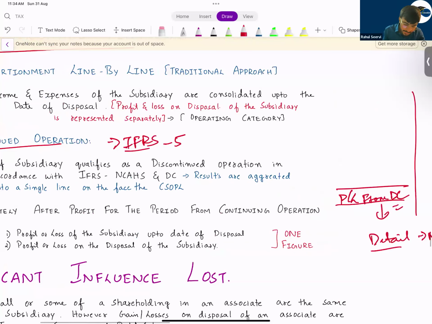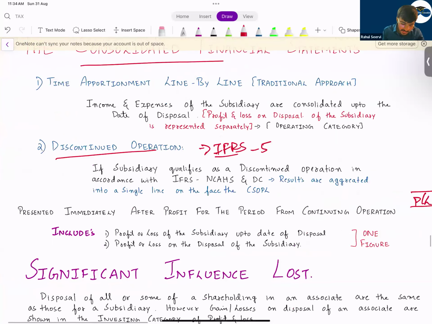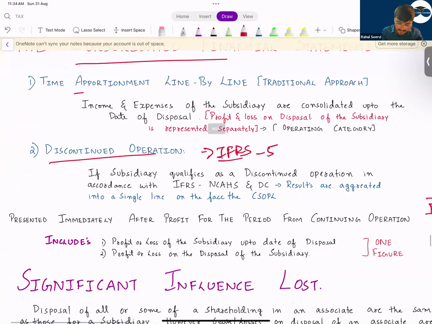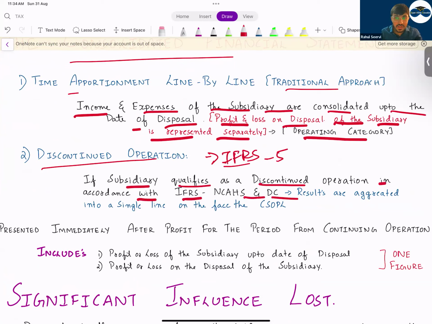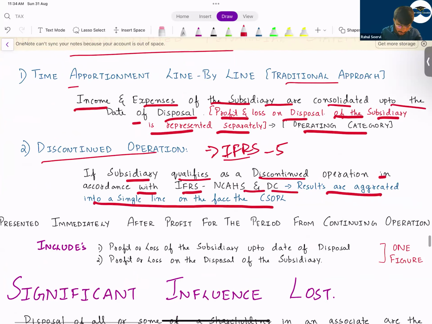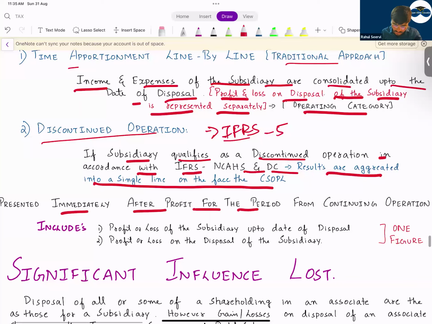So see here now. Time apportionment, line by line, is the traditional approach. Income and expense of the subsidiary are consolidated up to the date of disposal. Profit and loss on disposal of the subsidiary is presented separately in the operating category. Discontinued operation: if a subsidiary qualifies as a discontinued operation in accordance with IFRS 5, non-current assets held for sale and discontinued operation results are aggregated into a single line item on the face of the P&L. It is presented immediately after profit for the period from continuing operations.